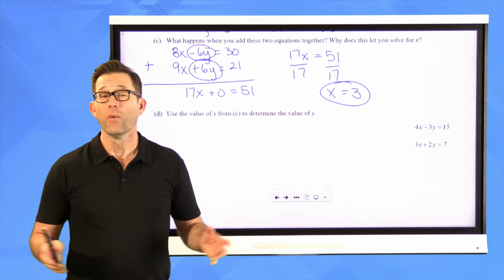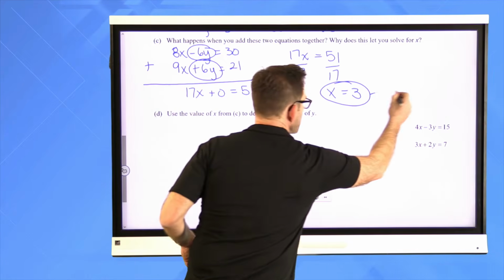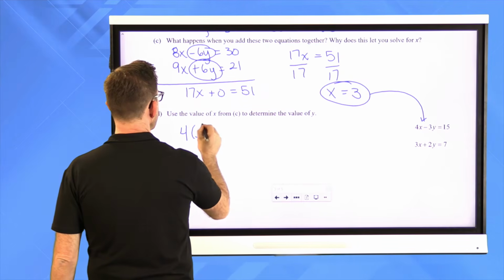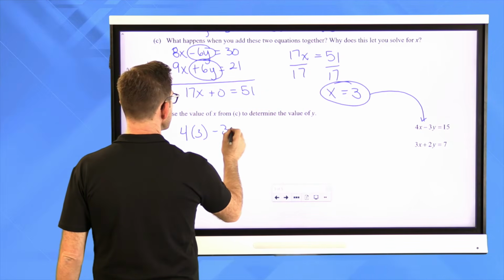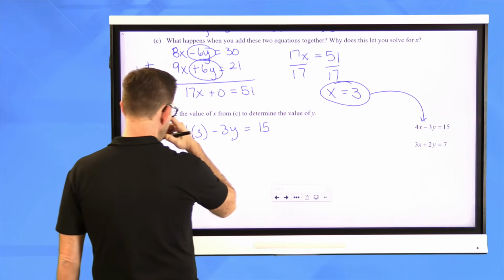All right, well, just to vary it up, I'm going to plug it into the first equation this time. So I'm going to take that x equals 3 and plug it in here. You might say, well, why don't you plug it into one of those two newer equations? And you actually could. There'd be nothing wrong with that. But I always like to go back to the original equations.